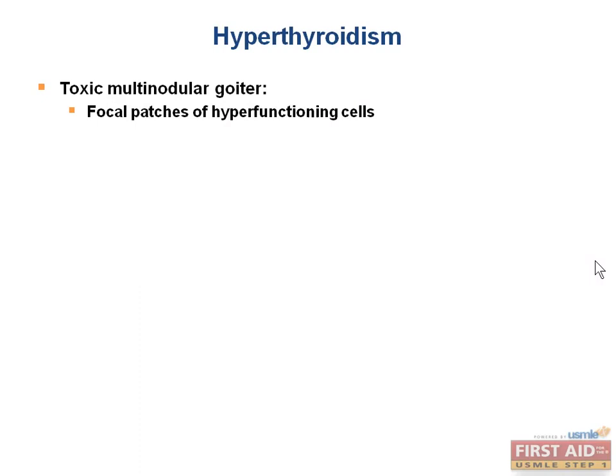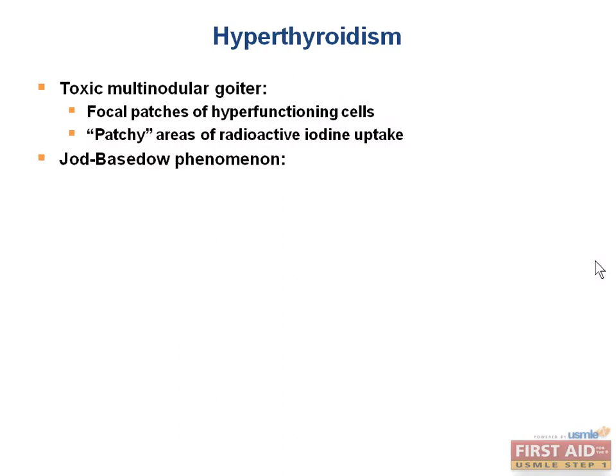This is because the underlying cause is a gain-of-function mutation in the TSH receptor. Of note, when you palpate this person's thyroid, it will be enlarged with multiple distinct nodules, hence the name multinodular. If you were to do a thyroid scan to detect areas of activity, you'd see increased uptake of radioactive iodine in multiple distinct foci or patchy areas of uptake.